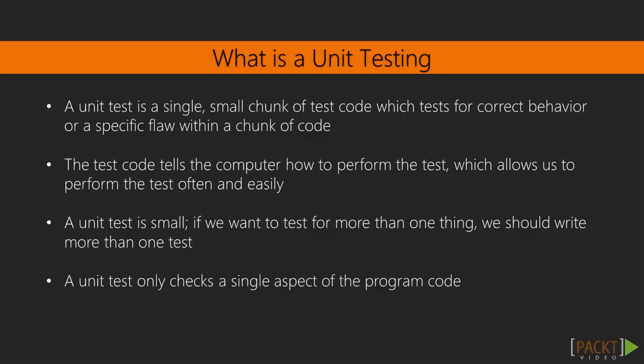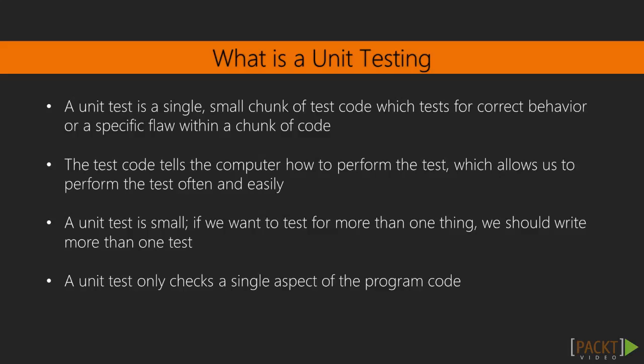A unit test is a single small chunk of test code that tests for correct behavior or a single specific flaw within an isolated small chunk of program code. There are reasons for each part of that definition. A unit test is source code because one of the secrets of unit testing is that we put as much of the effort of the testing as possible on the computer, where it belongs. The test code tells the computer how to perform the test, which allows us to perform the test often and easily.